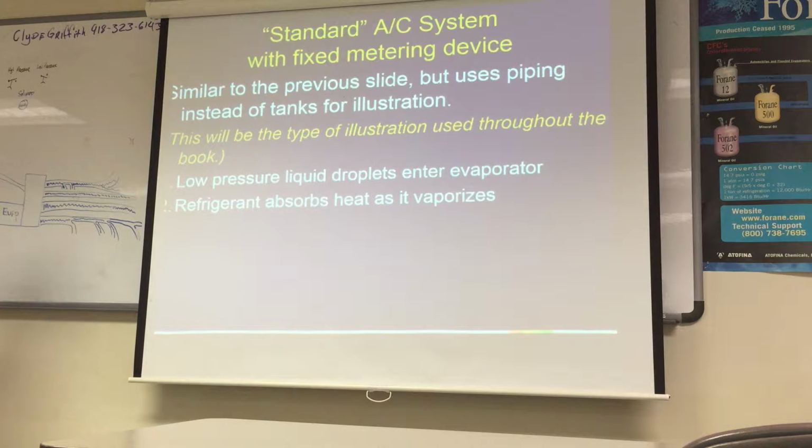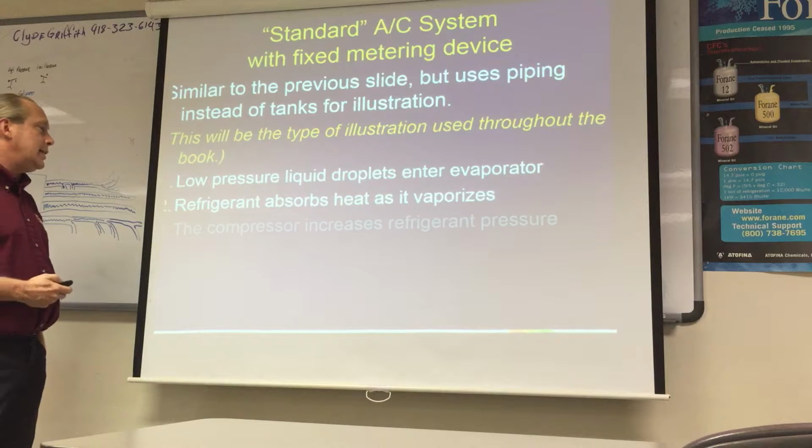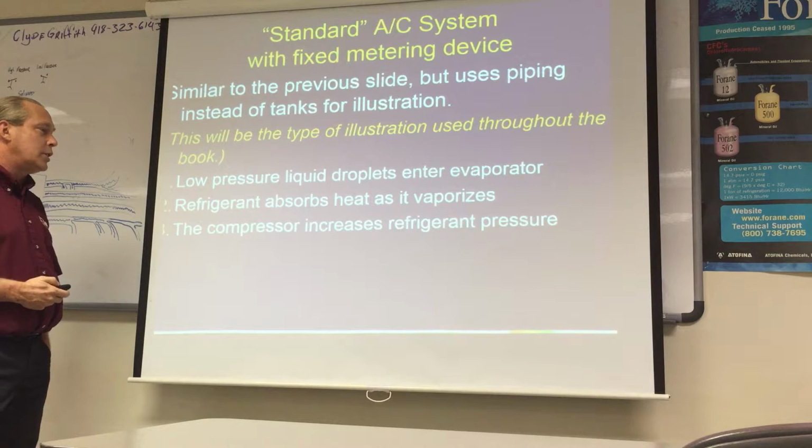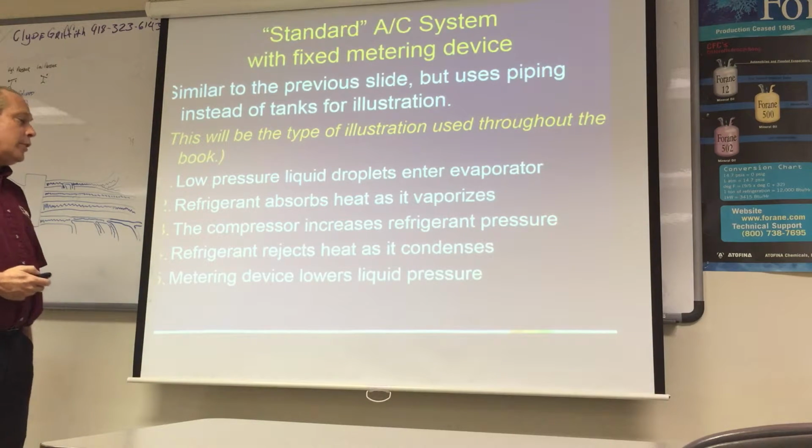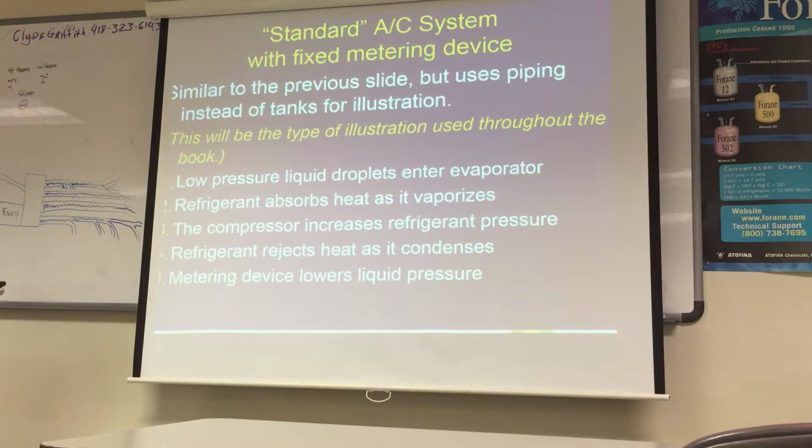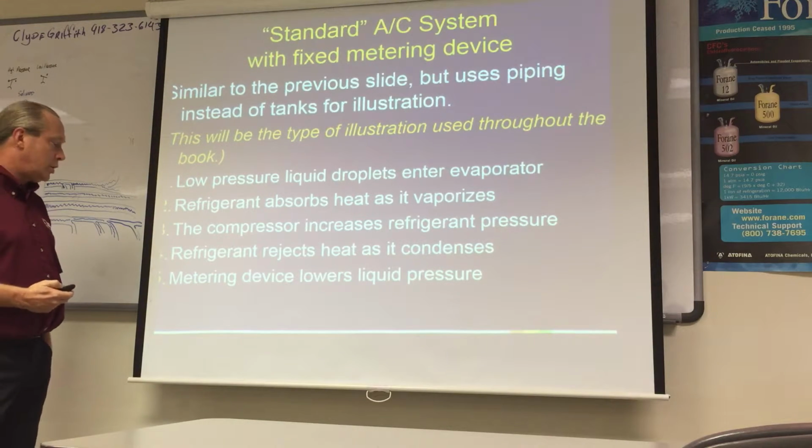Low pressure liquid droplets enter the evaporator. The refrigerant absorbs heat as it vaporizes. The compressor increases the refrigerant pressure. The refrigerant rejects heat as it condenses. The metering device lowers liquid pressure.